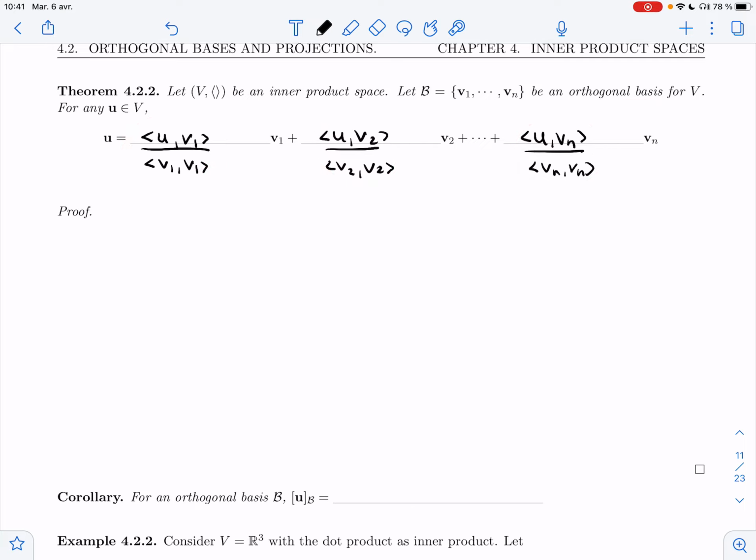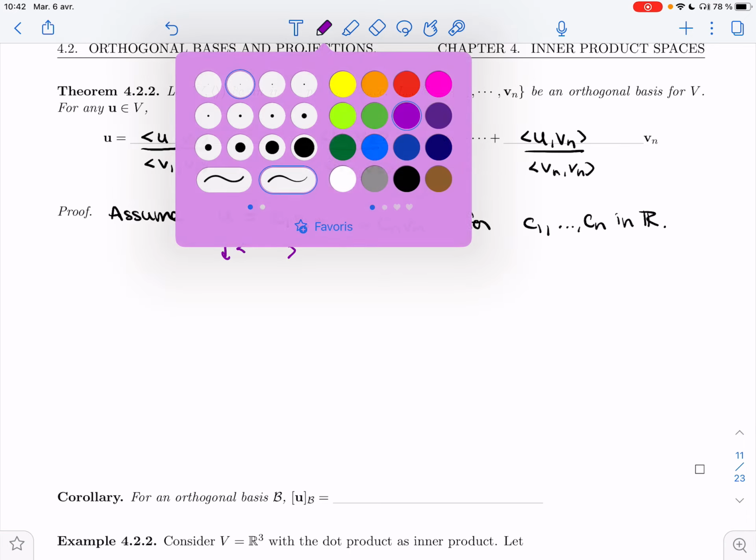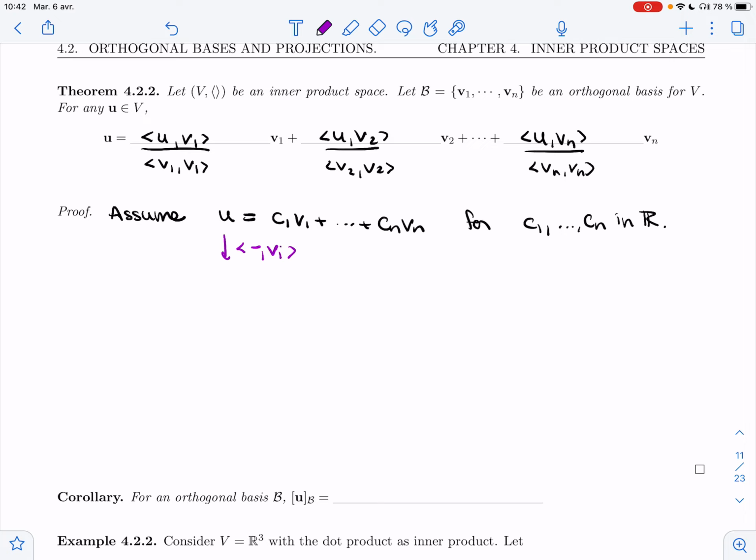All right, so let's prove this. It's going to look a lot like the last proposition we proved, so I'm going to use something that we used there. So you assume that U is c1 V1 plus up to cn Vn. I'm going to dot it with Vi. Actually, let me put it on the other side. It didn't matter for the last one, but the way I wrote it above, this is going to be better. So on the left, I'm going to get U dot Vi.